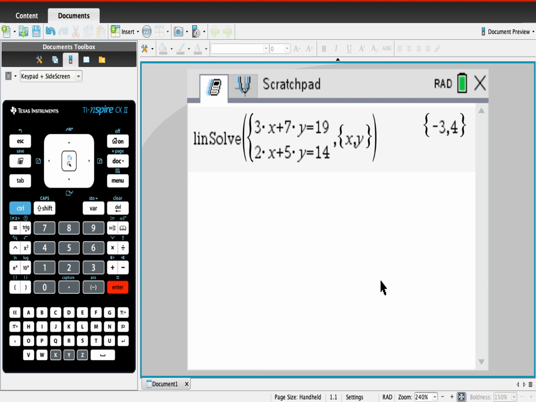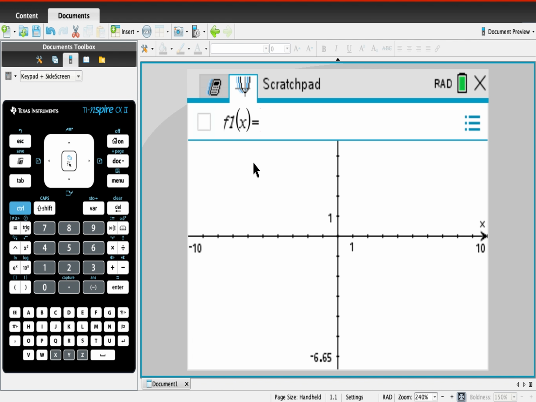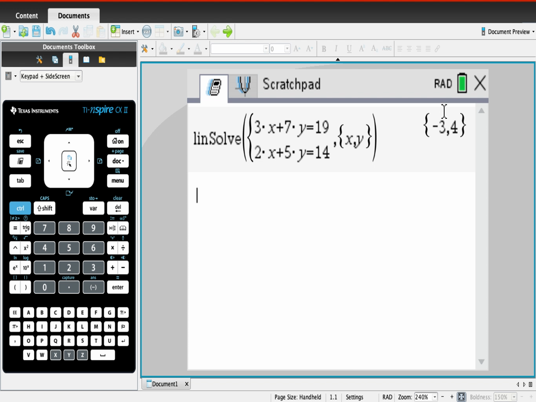Negative 3, positive 4. Now, I could have also graphed this, right? So I'll call this example A1. I could rearrange these into my form, y equals mx plus b, and then find out where they intersect. That's a little bit more work than doing the calculate page, because really all we're looking for is just this. So I would definitely say this is a really powerful tool.